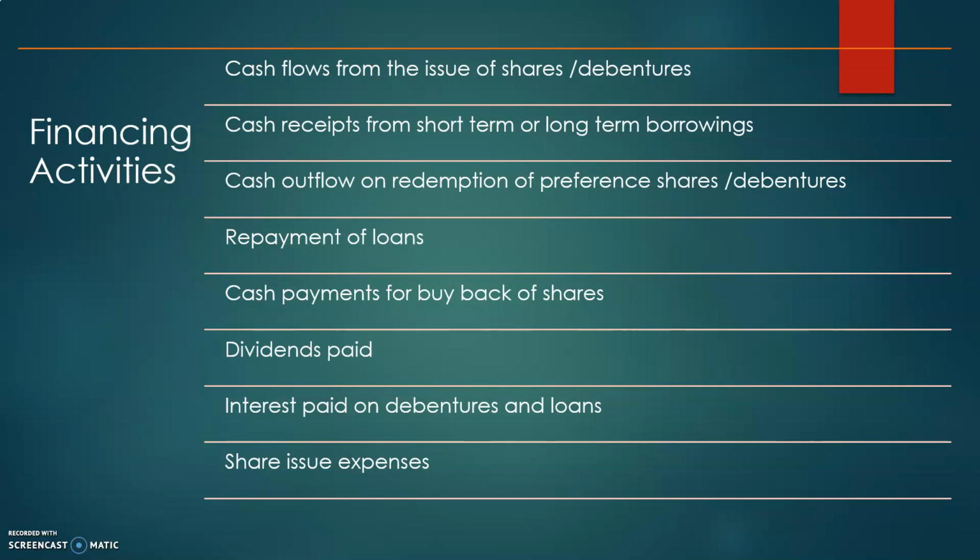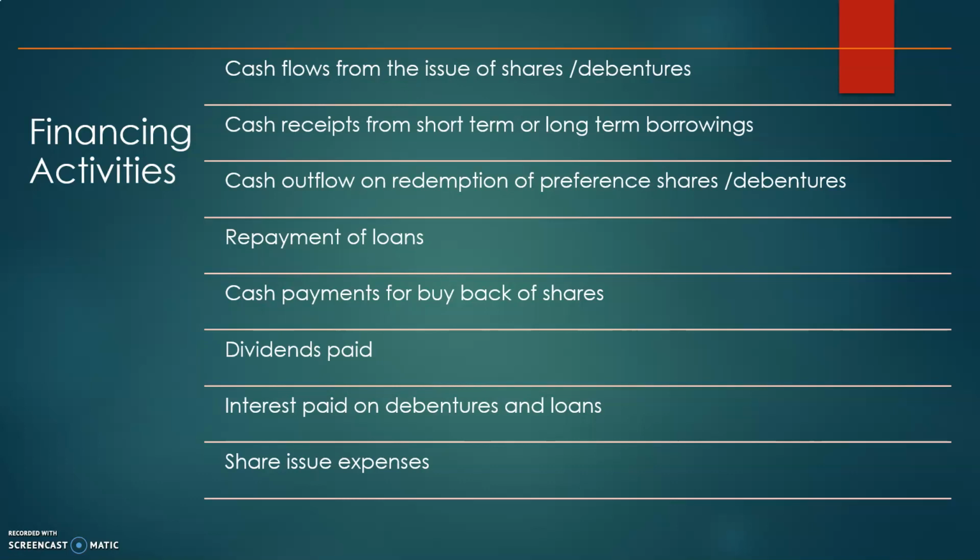So you are redeeming it. So you are paying out. So cash outflow from financing activities. Repayment of loans. When you are paying back the loans borrowed, cash outflow. Cash payments for buyback of shares. Your equity shares may be bought back by you. So in that case, cash outflow. You are buying for the sake of cancellation.